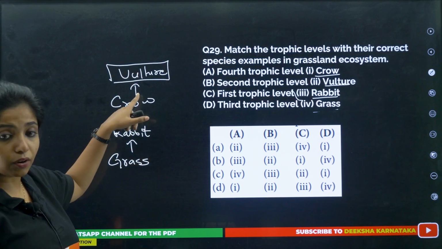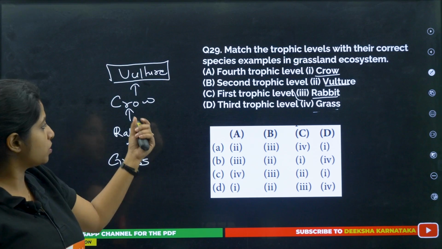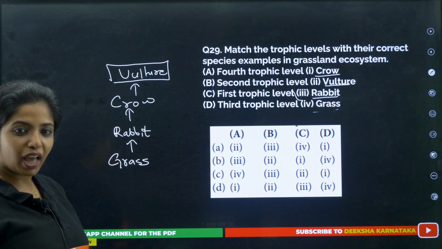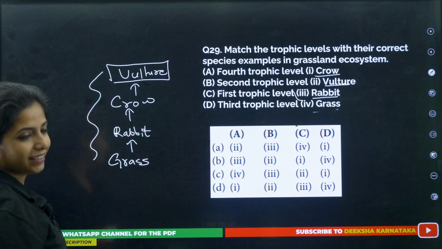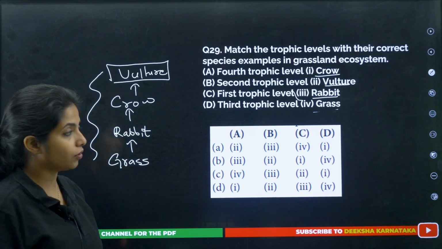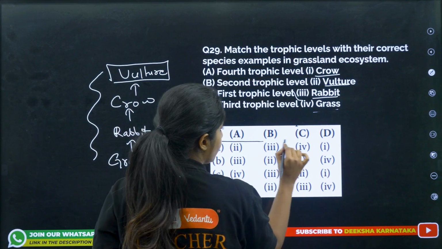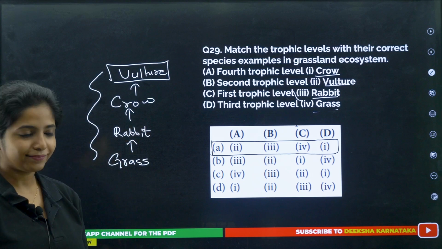Vulture is an organism that could feed on dead and decaying things, so obviously when a crow dies, crow is a bird again, it can be eaten up by vulture, and rabbit can be eaten up by a crow. I have not seen that happen, but yeah, okay. So this becomes the answer for this. Whenever you are in confusion, look for something that you are pretty sure of. That's how you solve the confusion away.